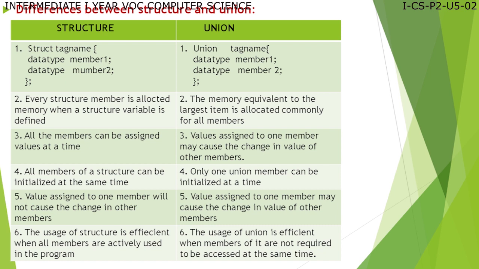The next final point of the structure is that the usage of the structure is efficient when all the members are actively used in a program. Now, for the union, the usage of a union is efficient when all members of it are not required to be accessed at the same time.